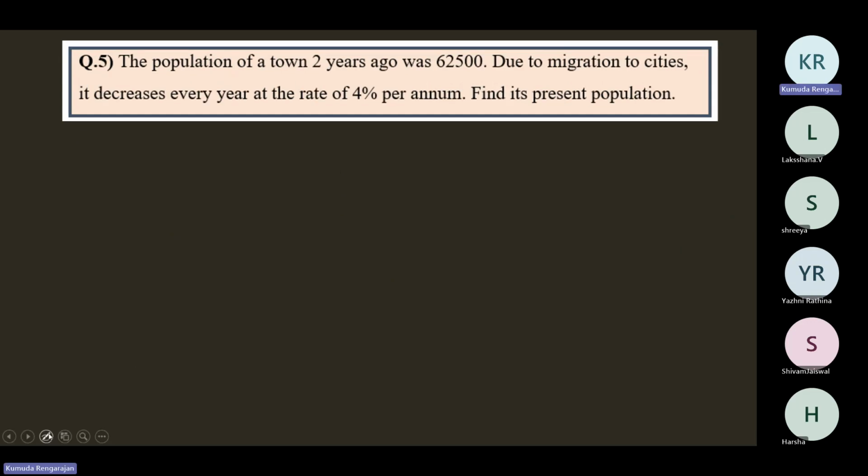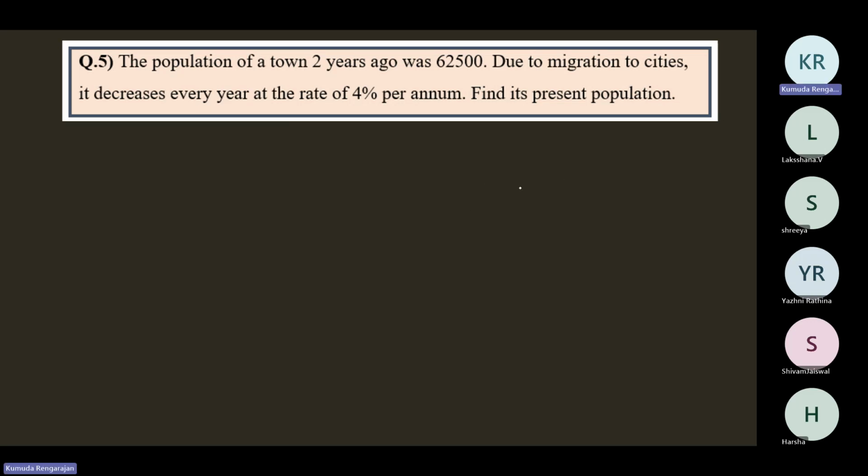So continuing with this presentation. The population of a town 2 years ago was 62,500. Due to migration to cities, it decreases every year at the rate of 4% per annum. Find its present population.